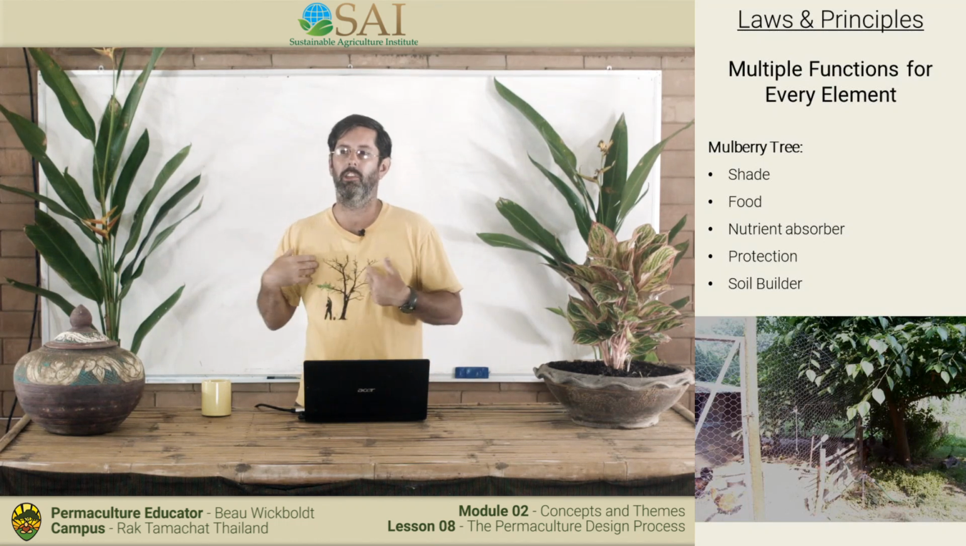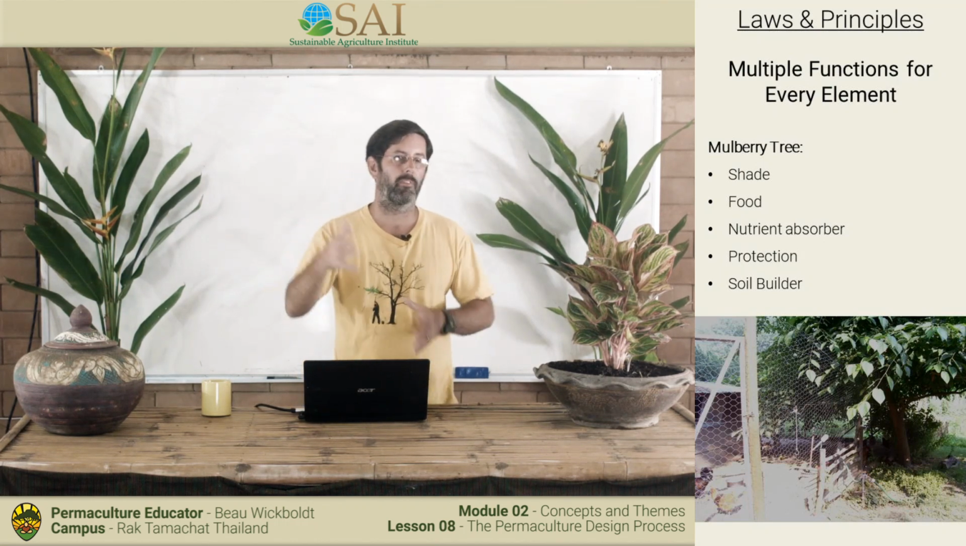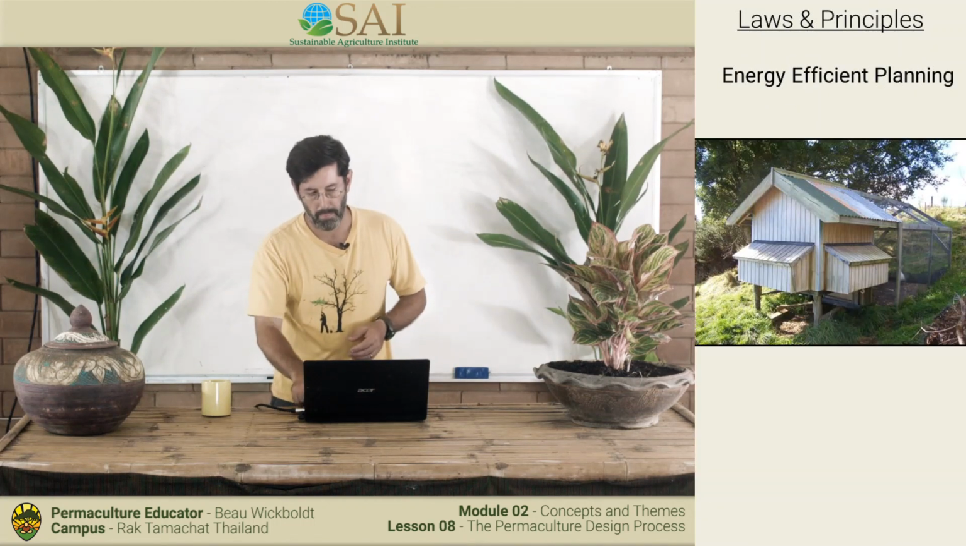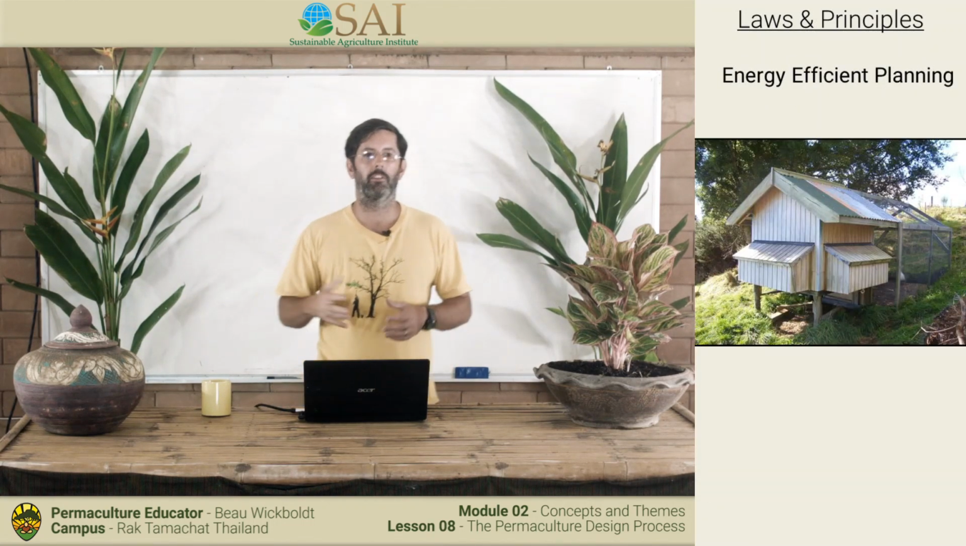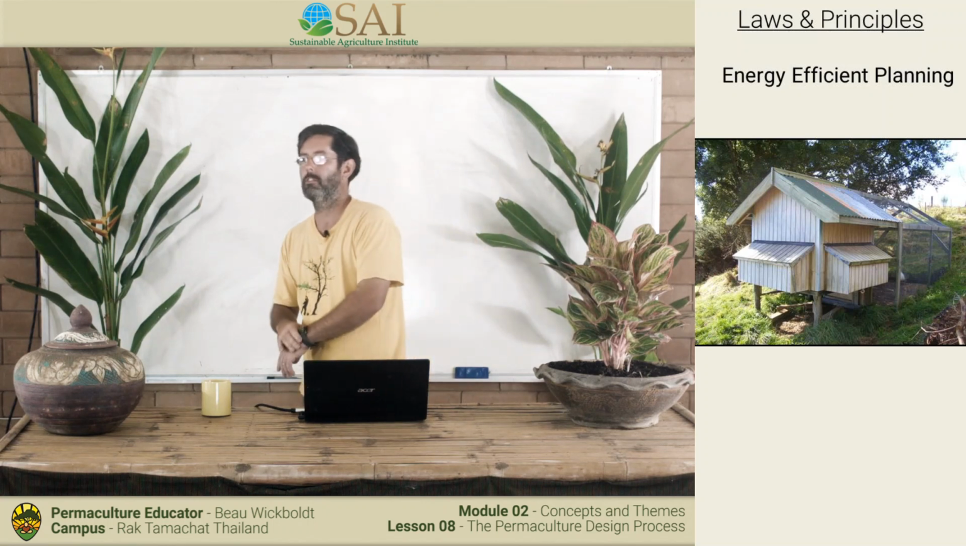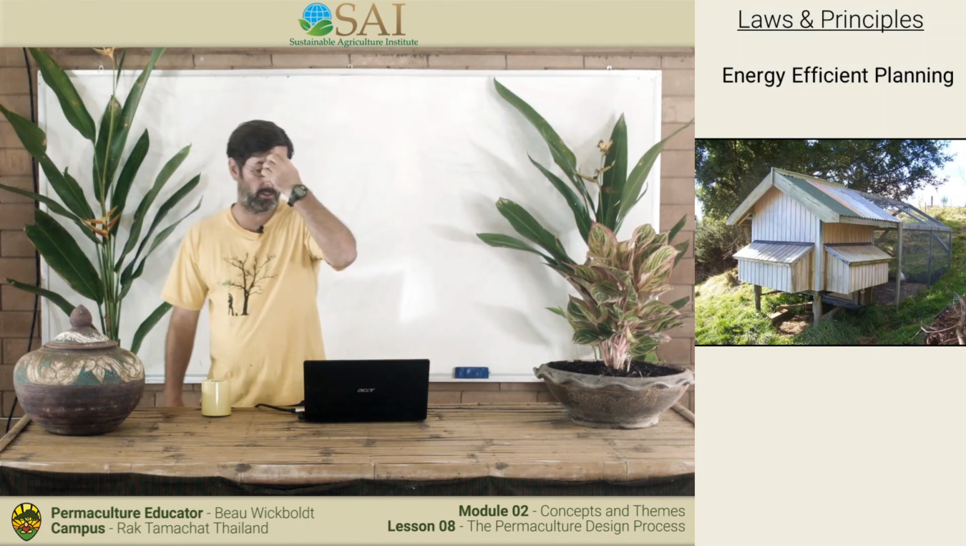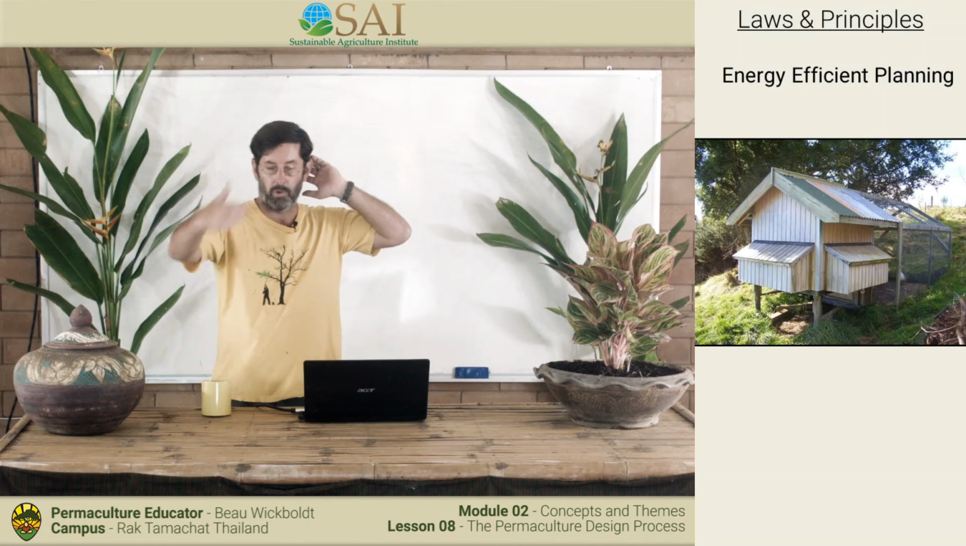The output is my cheese. Great. This is the type of thinking we want to proliferate. Energy efficient planning. I start to make a system, right? Here's my chicken house. This chicken house is on a slight slope. That's cool. That means that the chicken obviously can walk up into the roost.